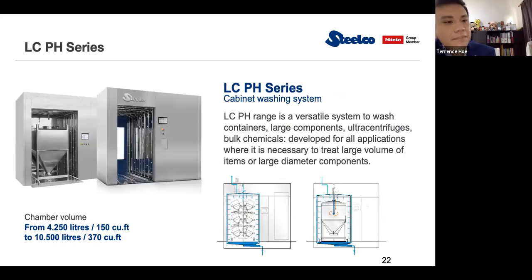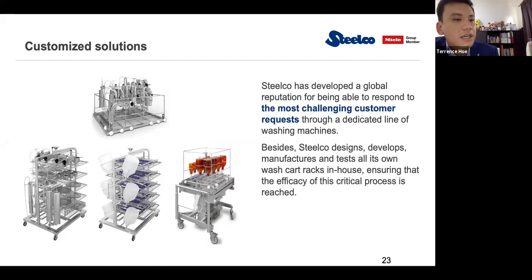So this is an example of the cabinet washing system, or bigger, large washer. It comes with a spray bowl, for example over here. It comes down and moves up and down, and turns 360 degrees to clean the internal surface of the IBC bin, or even the trolleys, the racks, sometimes the stainless steel containers. So it's used to wash bulk containers. We have all kinds of customization designs for different types of customers.